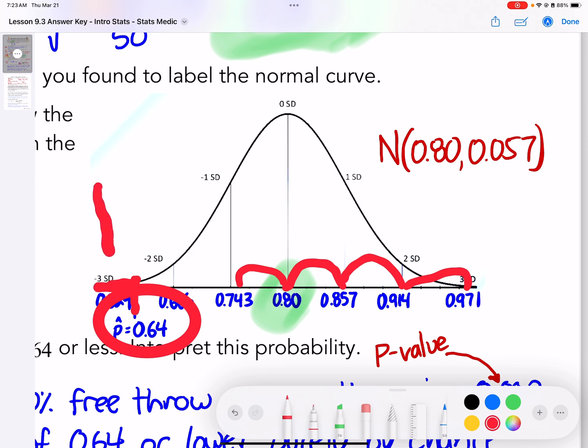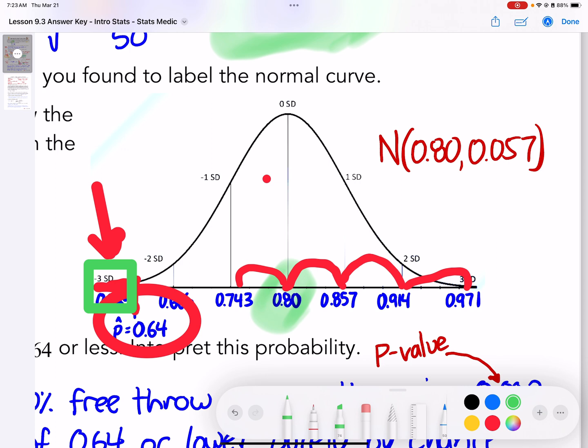And so what I'm looking for is this particular probability. Basically, if I threw a dart on this normal model, what's the probability that it would actually hit this area right here that I shaded?